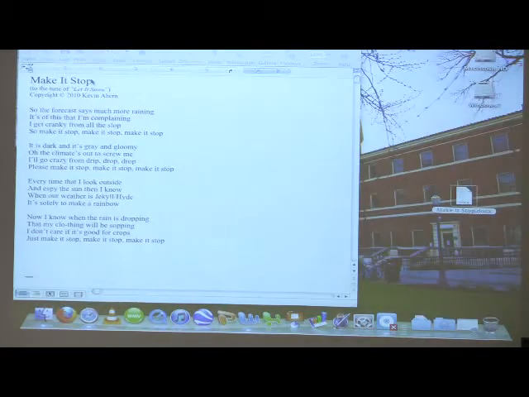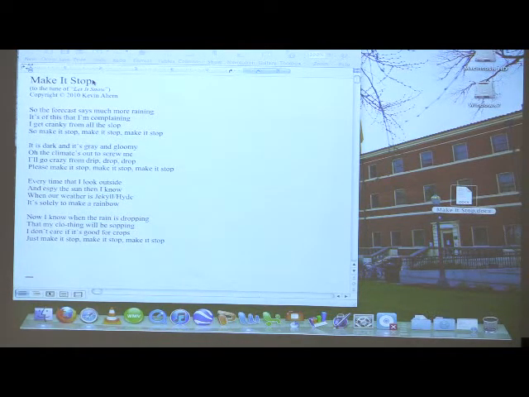Same tune. So the forecast says much more raining. It's of this that I'm complaining. I get cranky from all the slop. So make it stop, make it stop, make it stop. It is dark and it's gray and gloomy. Oh, the climate's out to screw me. I'll go crazy from drip, drop, drop. Please make it stop, make it stop, make it stop.